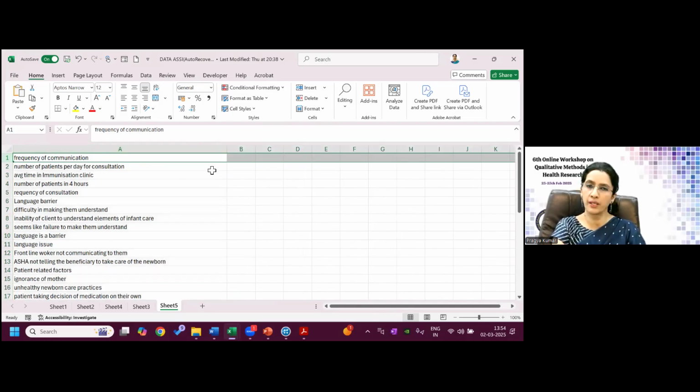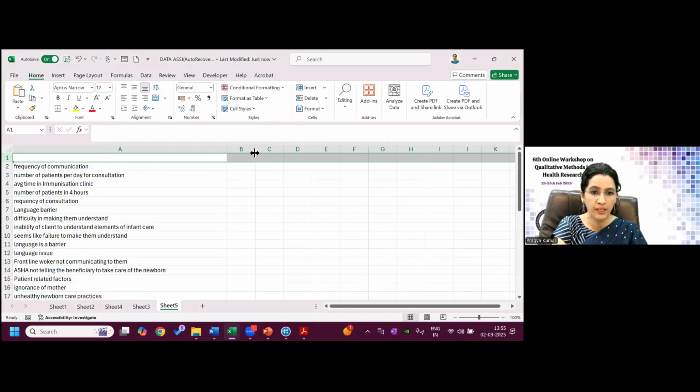Suppose you are going inductively and there are many codes. In QDA Miner, if you see the interface towards the left side, you have to scroll too much up and down if the number of codes is too much. Generally we say there should not be more than 300 codes. But if your code number is like 250 or 270, it is a better option to create the category. If you are going inductively, then what you can do is insert a new column.